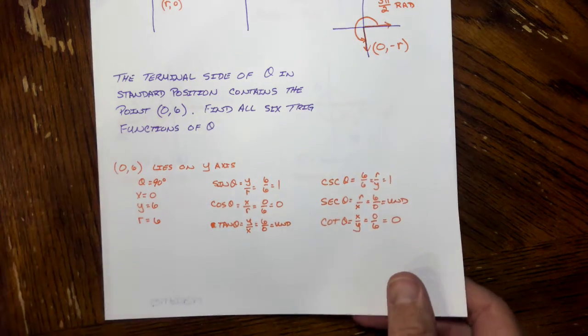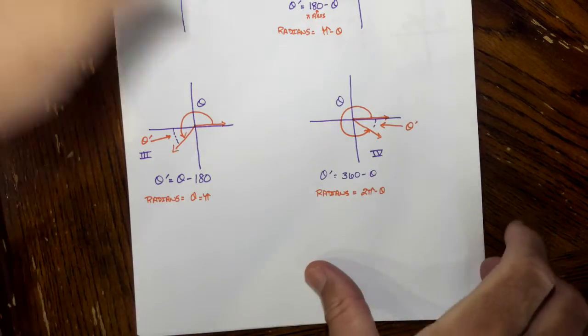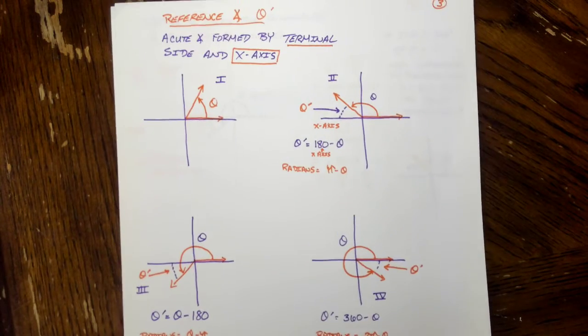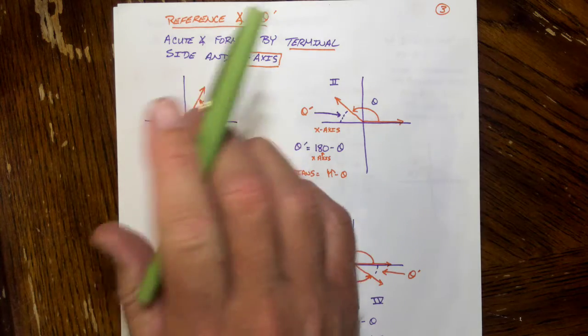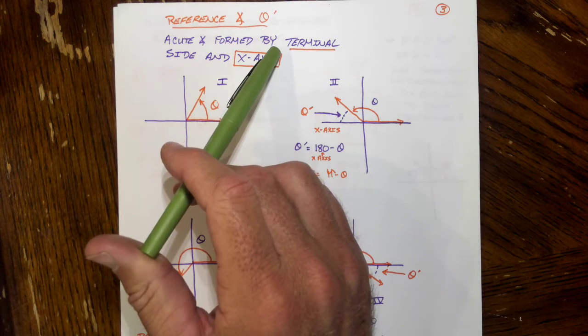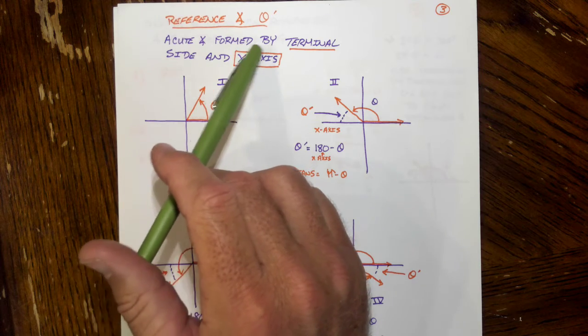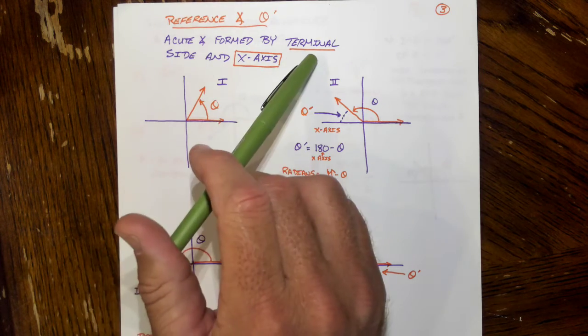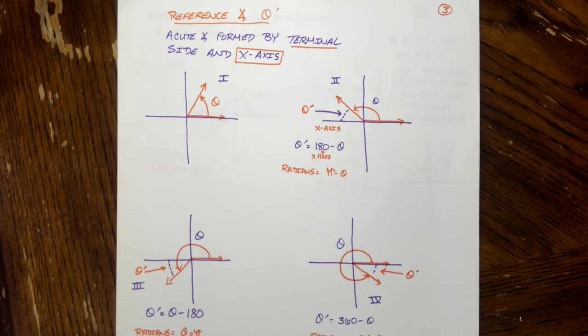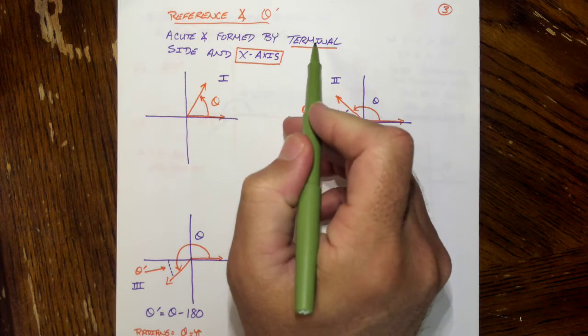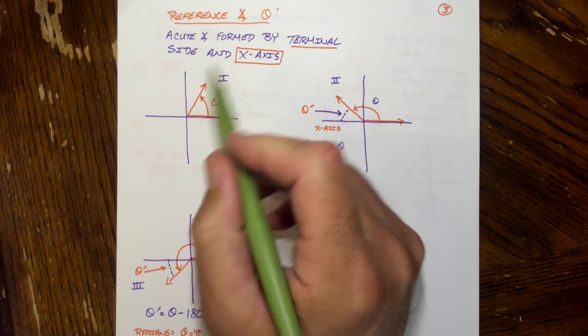Alright, now let's talk reference angle here, shall we? So, reference angle theta prime. This is going to be theta prime, different than theta. It's going to be the acute angle formed by the terminal side and the x-axis. These two things are important. Terminal side, so our reference angle theta prime, again, is made by terminal side and the x-axis. So now we're going to start working, other than the special right triangles and anything on the axis.